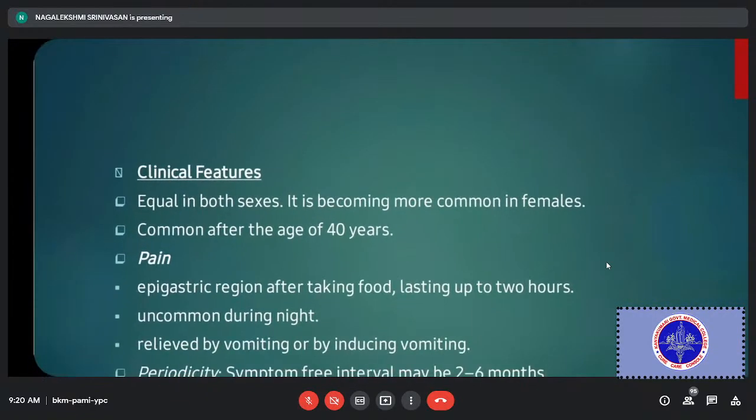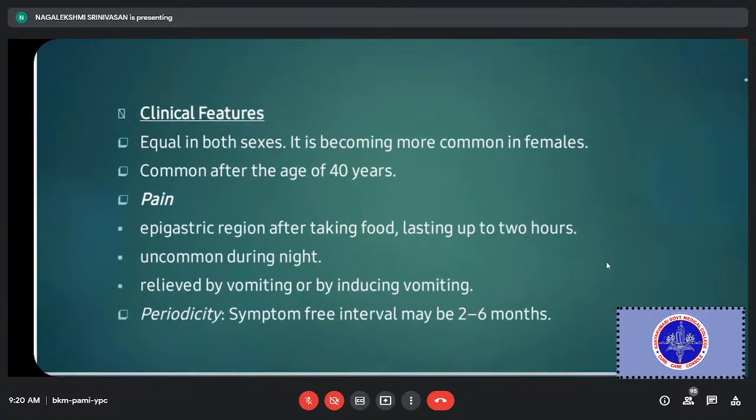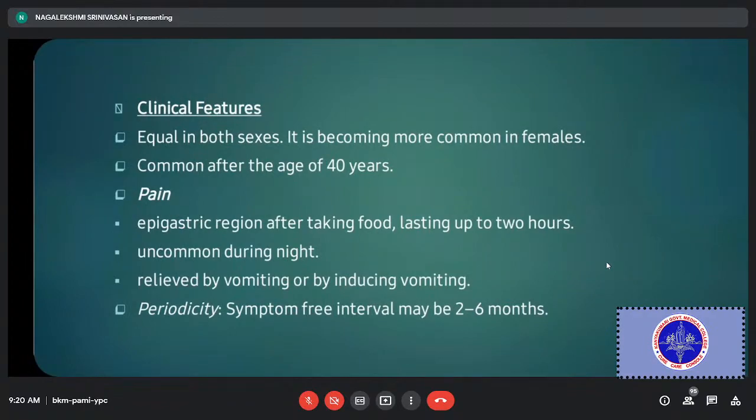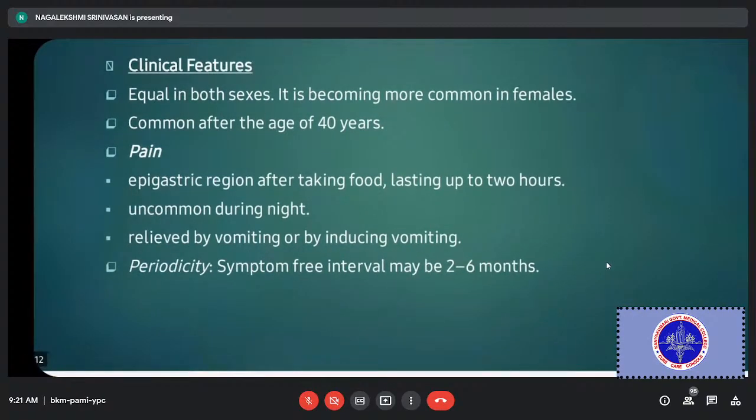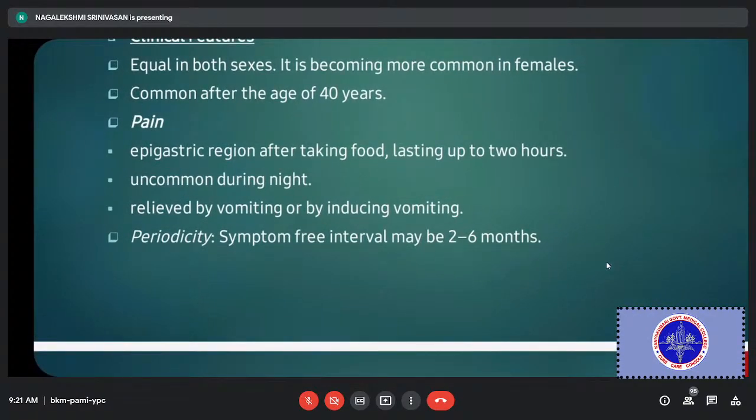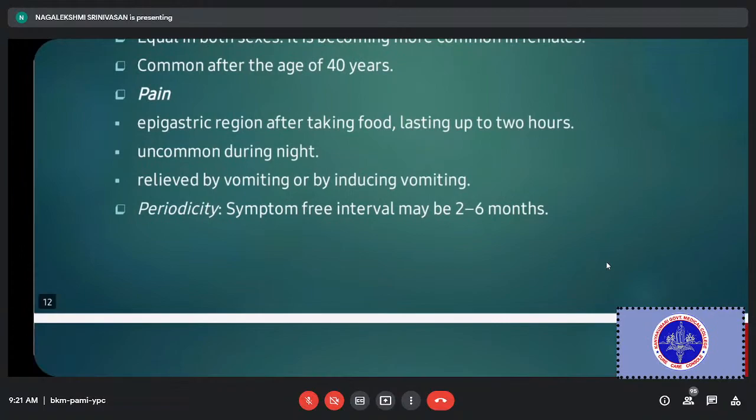So what will be the clinical features? It will be usually equal in both sexes, becoming more common in females. Common after the age of 40 years. The commonest symptom the patient will tell is pain. In the epigastric region there will be pain after taking food, lasting for a few hours, sometimes 2 hours. It is uncommon during nights, and relieved by vomiting or by inducing vomiting.